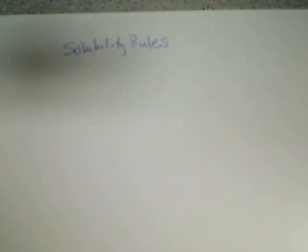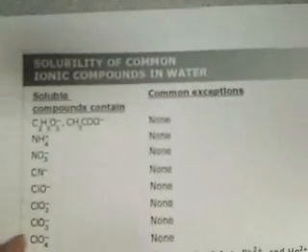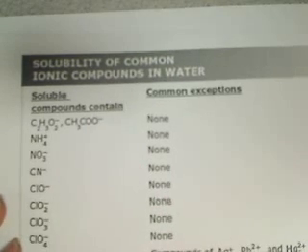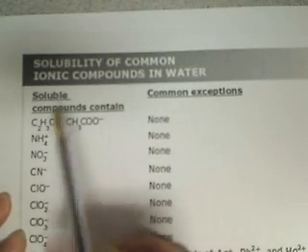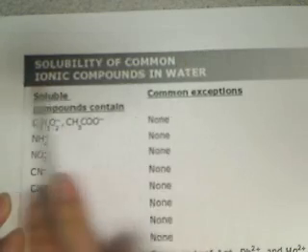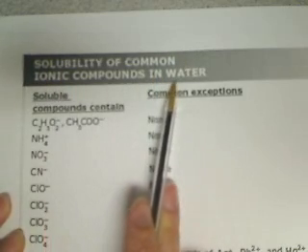Okay, so today we're going to talk about solubility rules, and one of the things you need to have out is your star chart that has these solubilities. It should be on the back of your periodic table. You need to understand how to use this chart. This chart tells you the solubility of common ionic compounds in water.